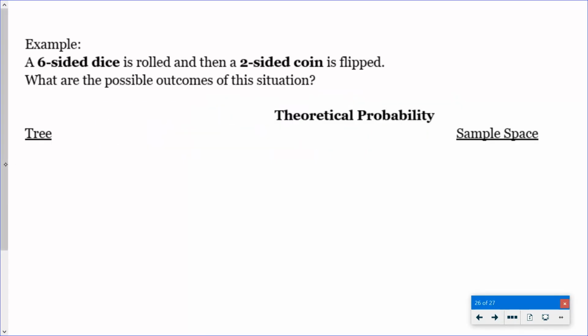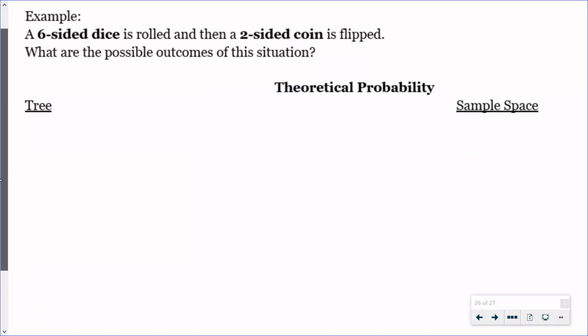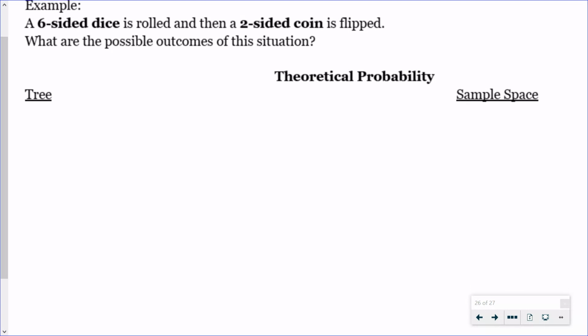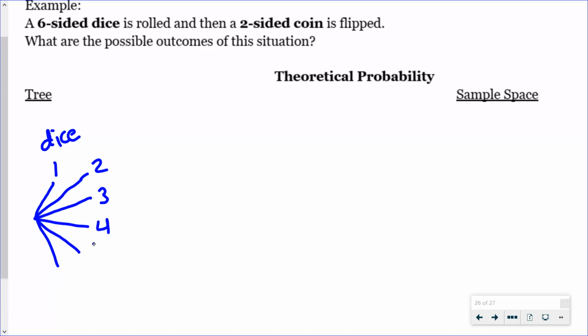So here's another example for you. I have a 6-sided dice. I roll it, and then I flip a 2-sided coin. So my first action I take is the dice. And there are 6 options. I could roll a 1, a 2, a 3, a 4, a 5, or a 6. 1, 2, 3, 4, 5, 6.